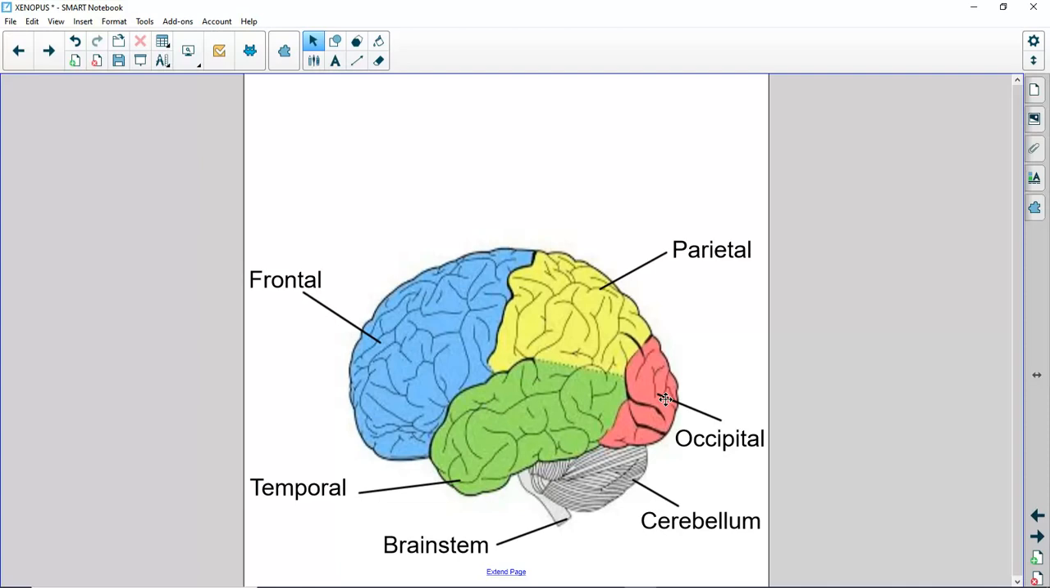And of course, the main function of the occipital lobe is everything sight. The visual cortex is there, visual reception, visual interpretation in the occipital lobe of the brain.